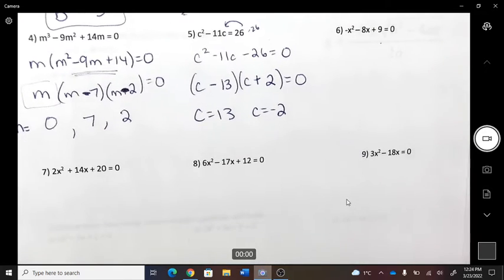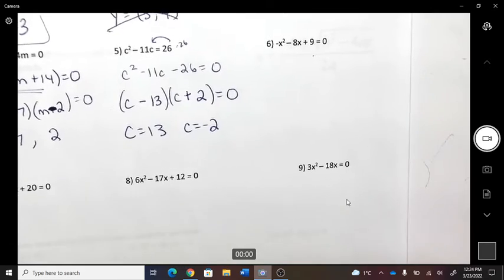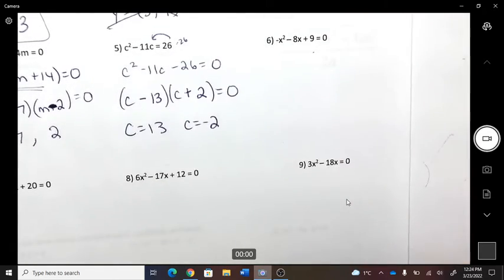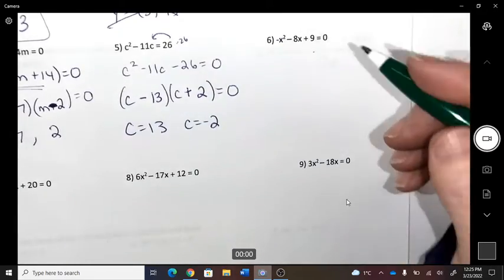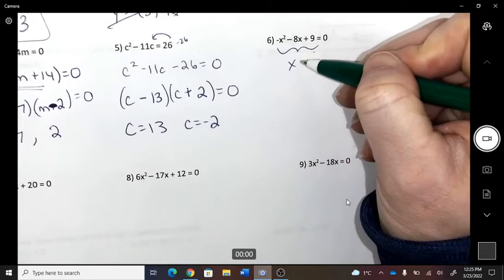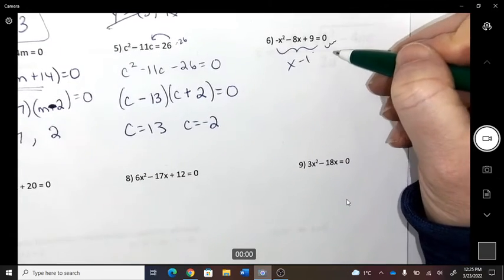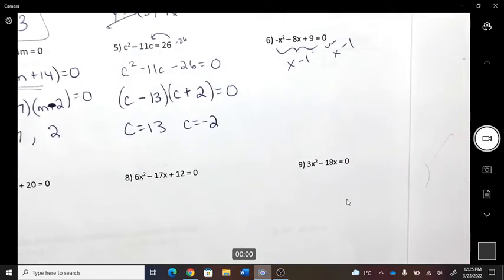Okay, number 6. How do you want to start this one? The negative is not really fun to factor with when you start with negatives. So I'm going to just times by -1. I'm going to times both sides by -1. That's something you can do in math.